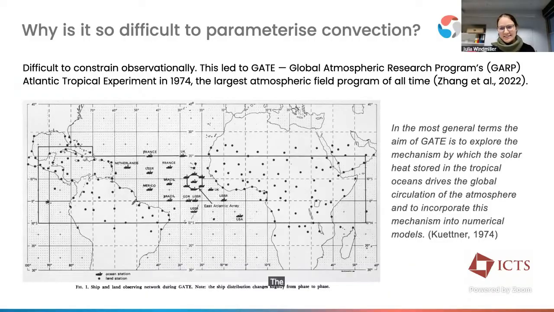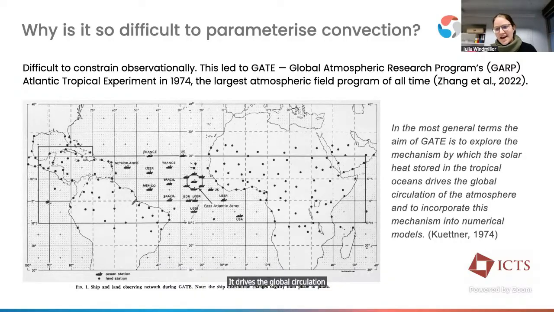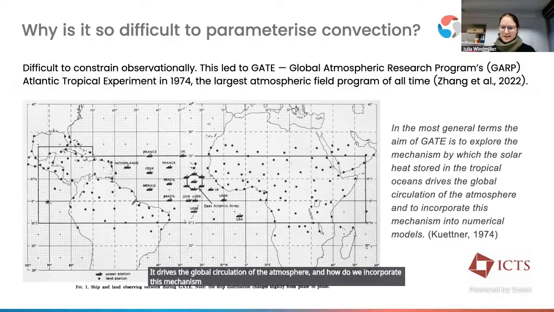The campaign's goal, in very, very general terms, was to explore the mechanism by which the solar heat stored in the tropical ocean drives the global circulation of the atmosphere, and how we incorporate this mechanism into numerical models. And so really this last part is the question: how do we deal with this problem?